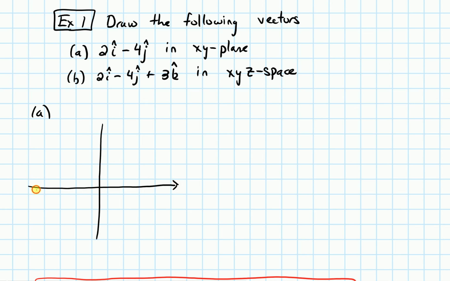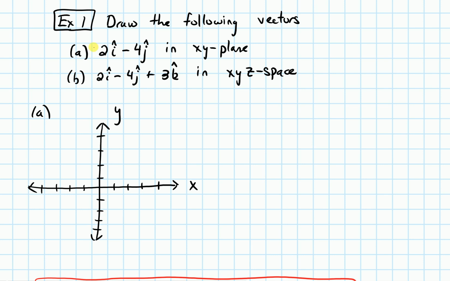Okay, so I'll have my x axis, and then we'll have the y axis. And let's put some tick marks. So I'll go 1, 2, 3, 4, negative direction, negative 1, 2, 3, 4, y direction, 1, 2, 3, 4, negative direction, 1, 2, 3, 4.